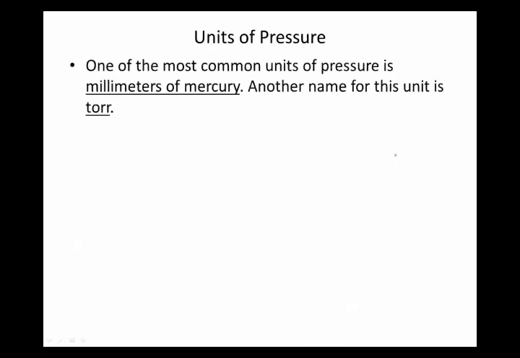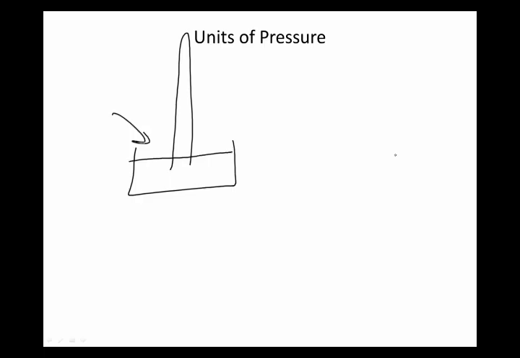Okay. One of the most common units of pressure is millimeters of mercury. Another name for this is the torr. Where this comes from is the first person to figure out how to measure barometric pressure, an Italian named Evangelista Torricelli. He took mercury and filled a tube with it. And what happened was the weight of the mercury was pulling down on the mercury in the tube.